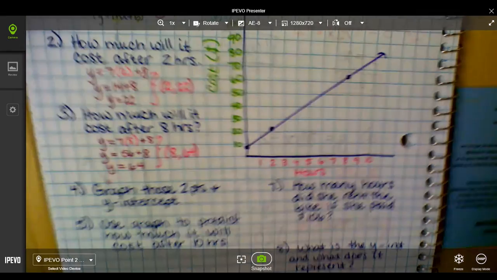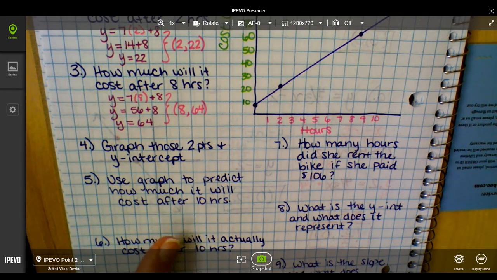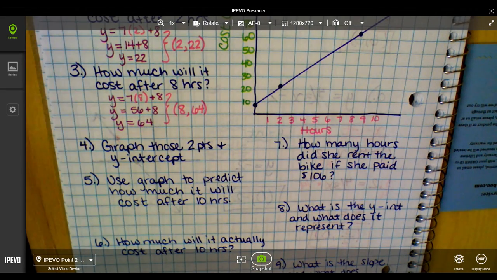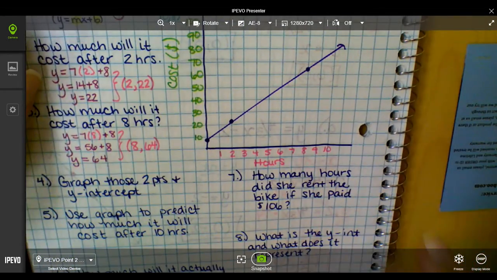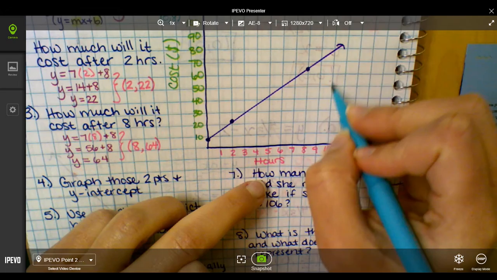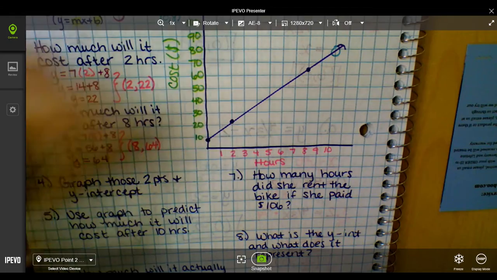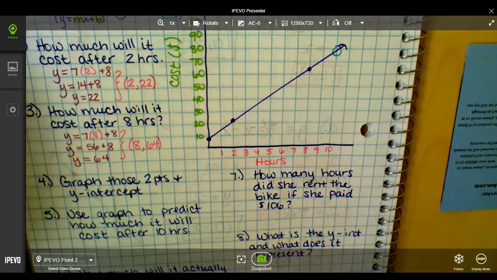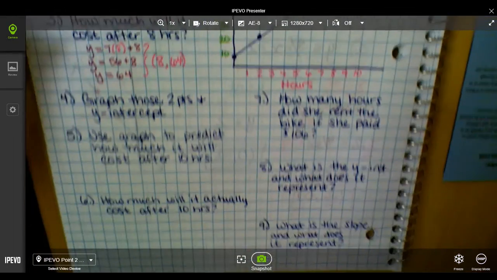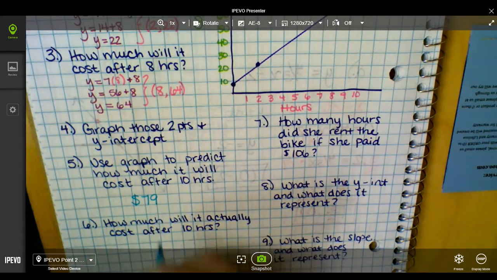So part number 5, I'm going to have to keep on going back and forth, is use the graph to predict how much it will cost after 10 hours. So when I say use the graph, I am saying I don't want your exact answer yet. So I'm going to go to this graph. After 10 hours, I'm pretty much just going to follow this up over here. I want to estimate this point over here. So it seems like it's crossing right underneath my $80, so maybe $79 or $78. Again, your guess doesn't have to be exact. It just has to be close. So I'm going to guess $79. That's my guess.